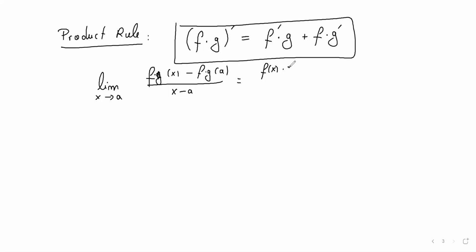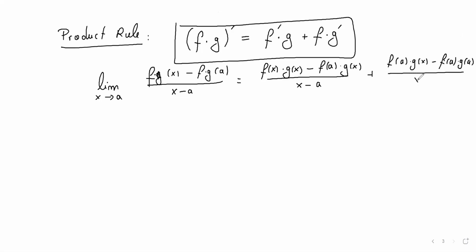So they say f of x times g of x minus f of a times g of x, that divided by x minus a, plus f of a times g of x minus f of a times g of a, all divided by x minus a.